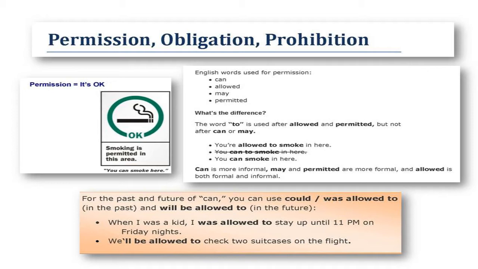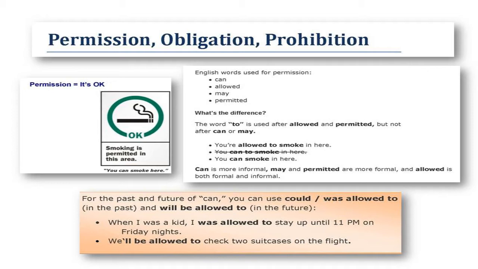What's the difference? The word to is used after allowed and permitted, but not after can or may. You're allowed to smoke in here. You can smoke in here. Can is more informal. May and permitted are more formal, and allowed is both formal and informal.